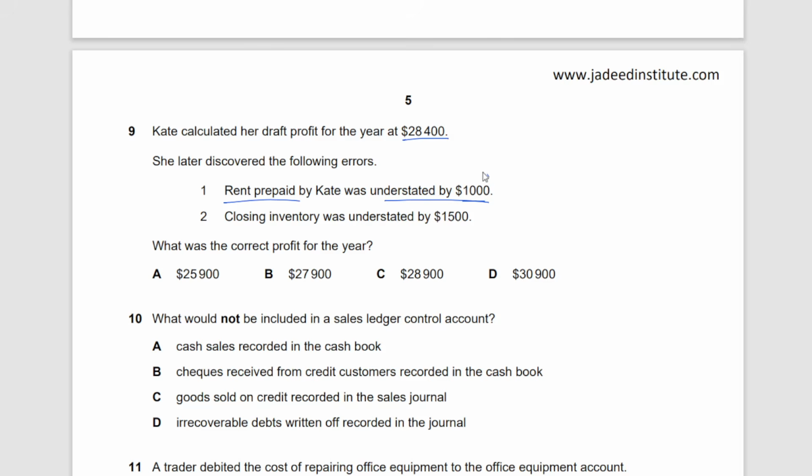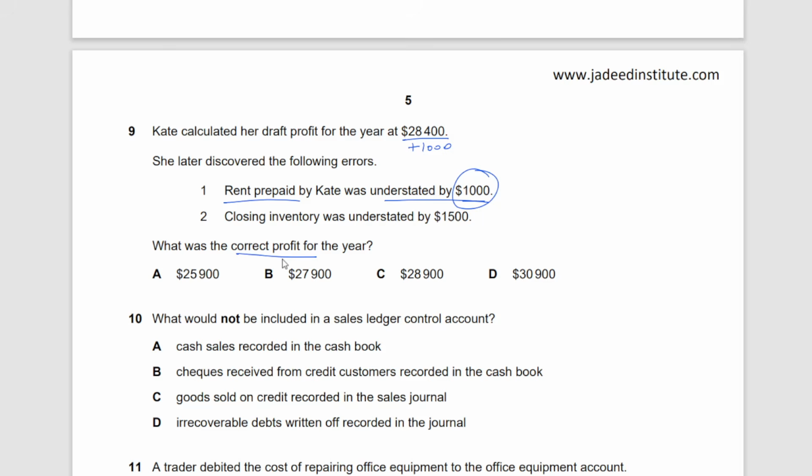Rent prepaid was supposed to be more by 1,000, and you should realize that rent prepaid would reduce expenses, which would increase profit. Think about it. Okay, take a while, pause the video, think about it. So our profit is going to increase by 1,000 if we are trying to correct it. Closing inventory was understated by 1,500.